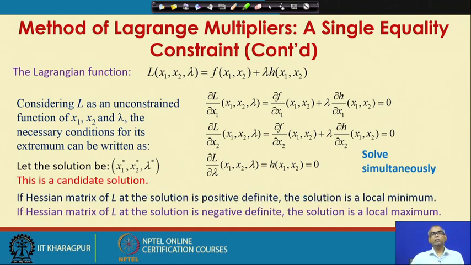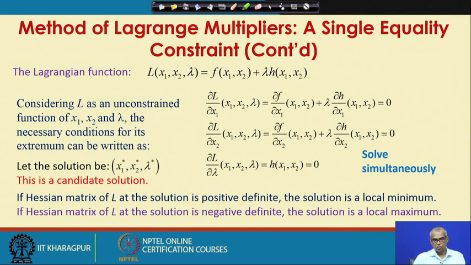Now, you need to judge whether this is minimum or maximum. So, you can make use of the Hessian matrix of L, the Hessian matrix of the Lagrangian function. If the Hessian matrix of the Lagrangian function at the candidate solution point is positive definite, the solution is the local minimum. We know this already. If the Hessian matrix of the Lagrangian function at the solution point is negative definite, the solution is local maximum.